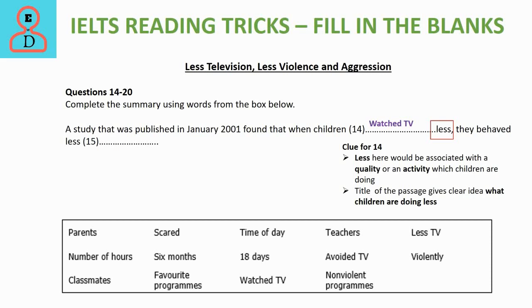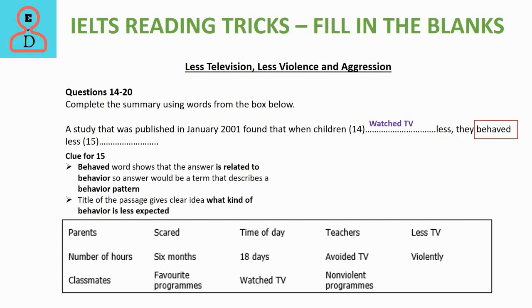Clue for blank 15 is the word behave, which tells us that the answer should be some kind of behavior. So look for a word in the options that defines some kind of behavior and fits the title of the passage. There is only one word that meets these 2 conditions, and that is violently. So write this as the answer.